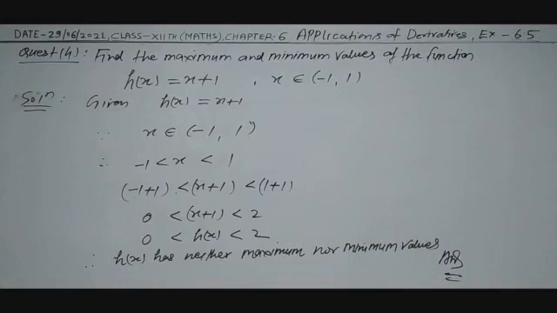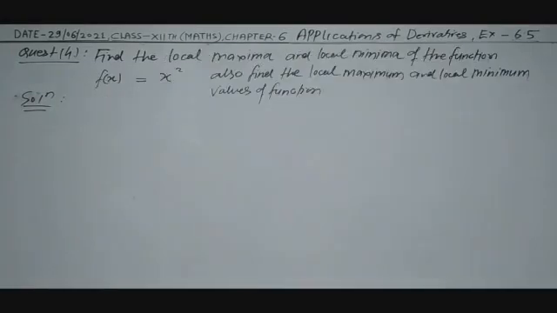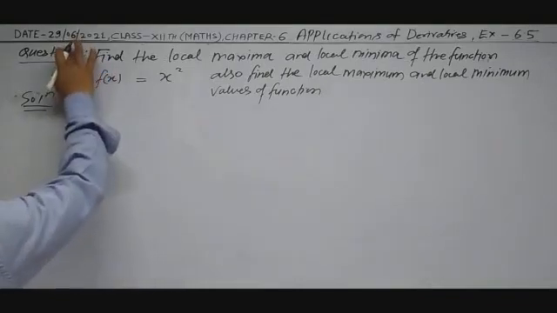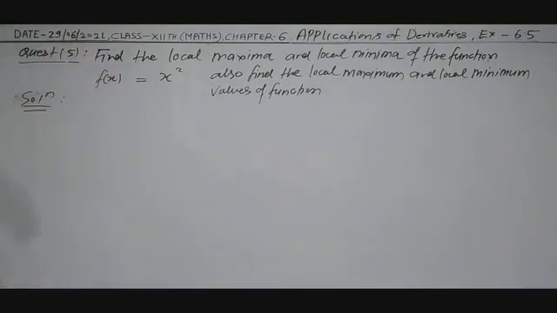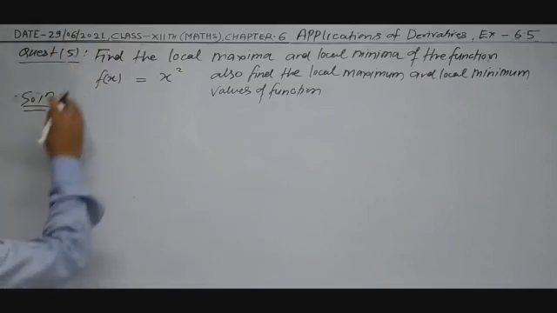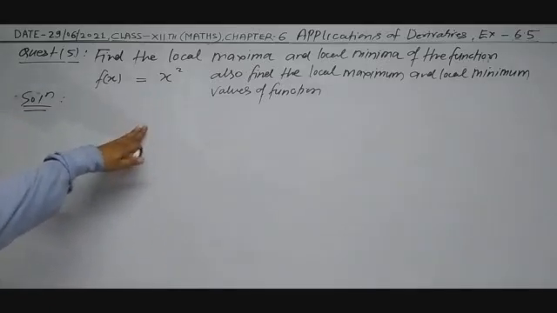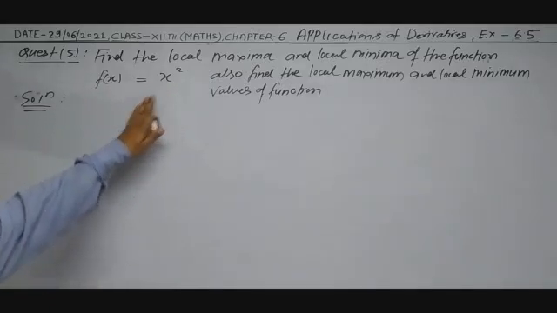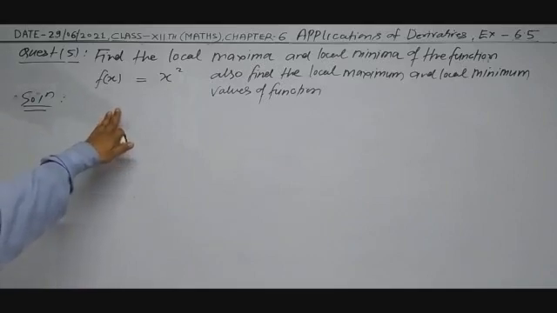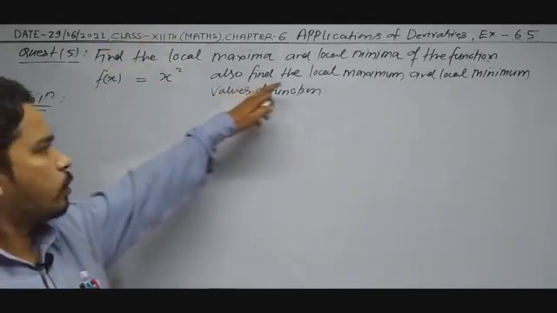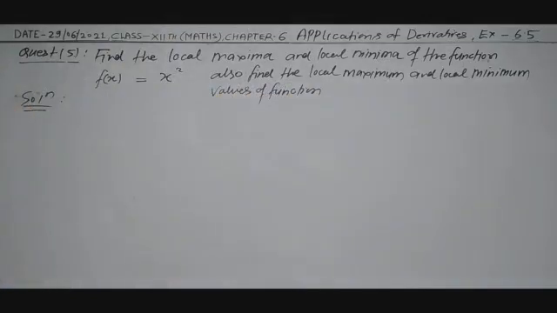Now come to the next question. Question number 5 is: find the local maxima and local minima of the function f(x) = x squared. You know, this is the standard equation of an upward parabola, y = x squared, opening in the positive direction of the y axis. Also find the local maximum and local minimum values of the function.